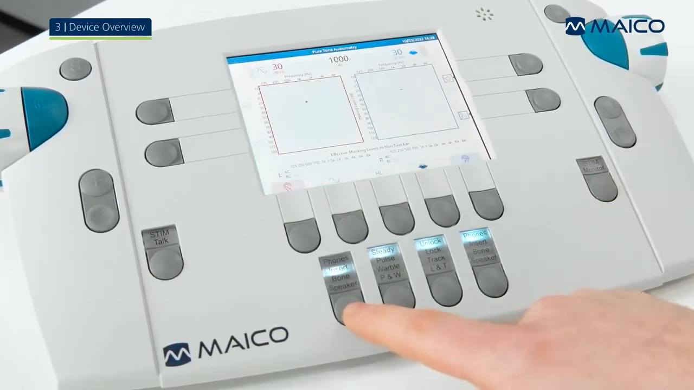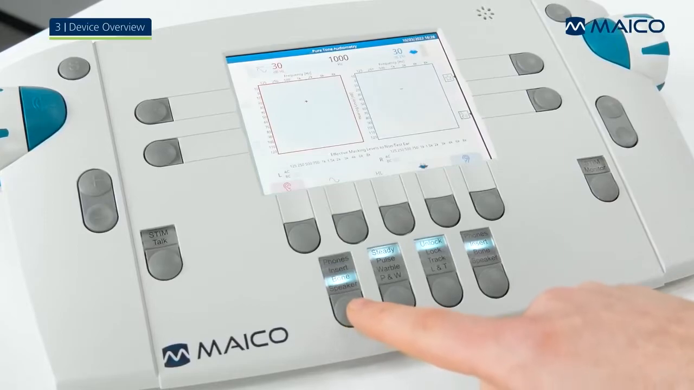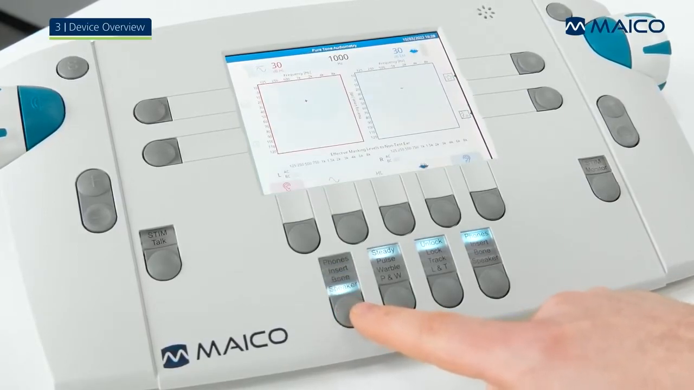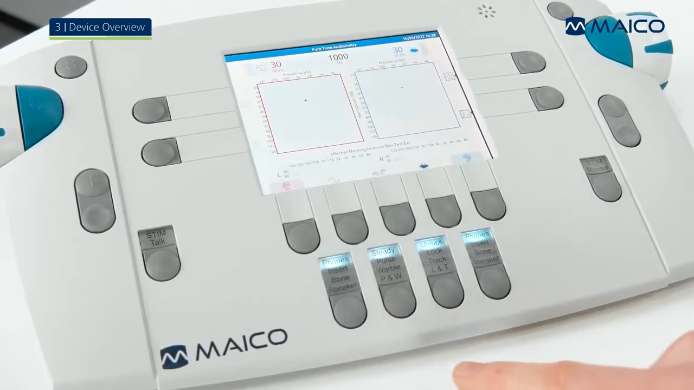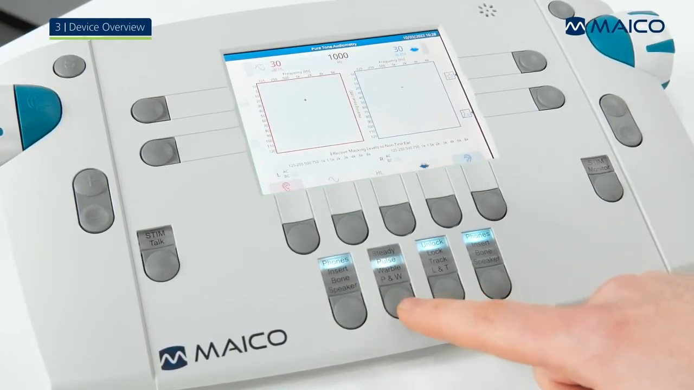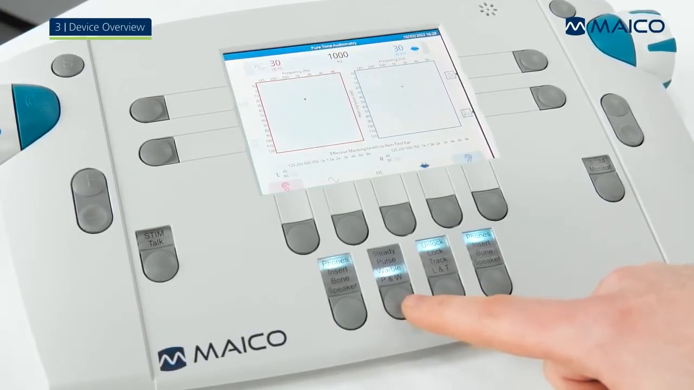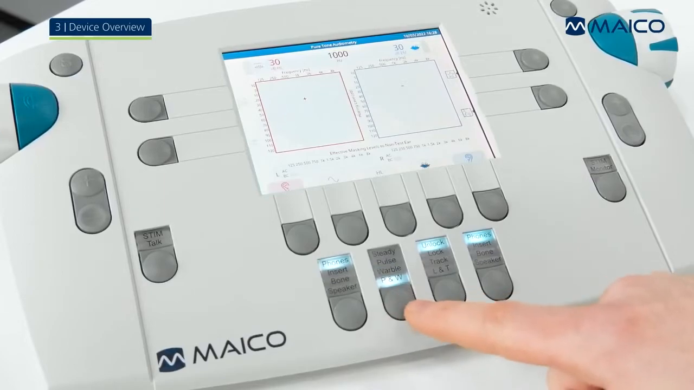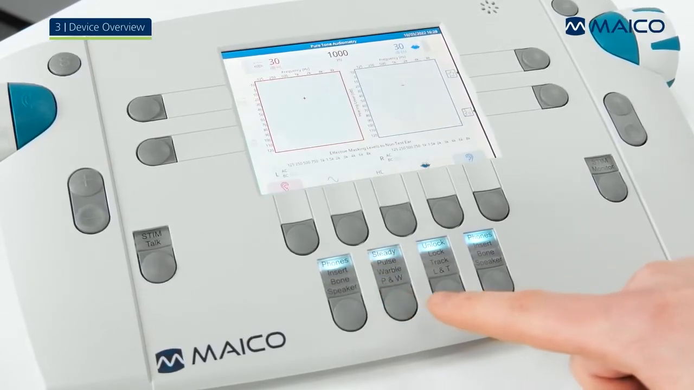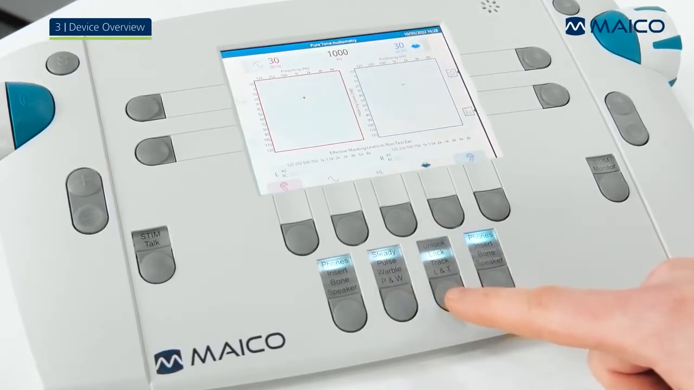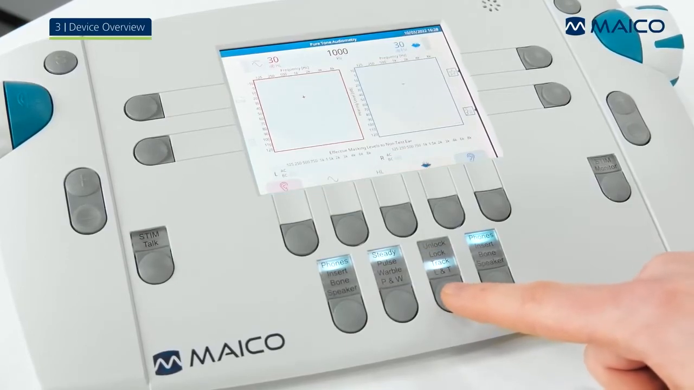The lower LED keys allow you to change the transducer, to set the signal type for the tone tests, and to use the lock and track functions. The lock and track functions assist with binaural testing or masking.